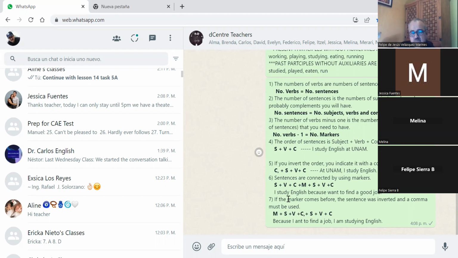Okay, so then we have to understand that. So we can do that inversion, but we have to use a comma. Okay, so marker, subject, verb, complement, comma, subject, verb, complement. Because I want to find a job, comma, I am studying. Okay, so this is what I said last class.